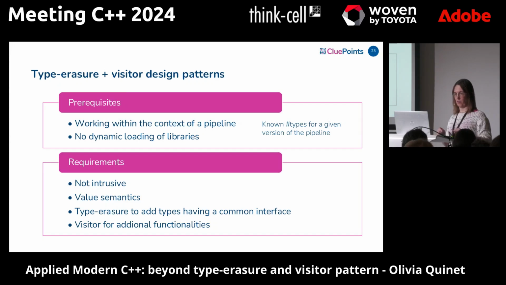So the solution must not be intrusive. I don't want to modify the square or the rectangle or any of those classes. I want to use value semantics. I still want to use type erasure to add types, having a common interface. And I would like, again, to use the visitor for adding functionalities and operations.